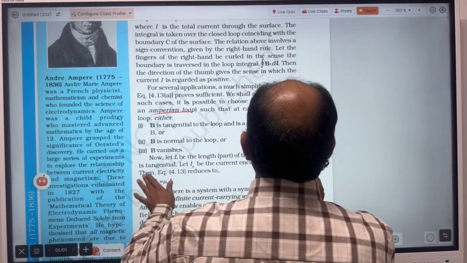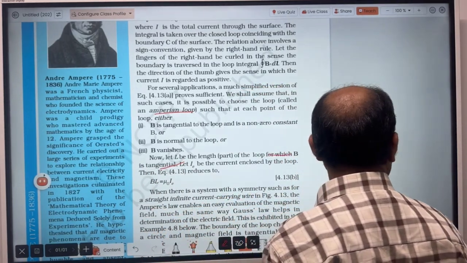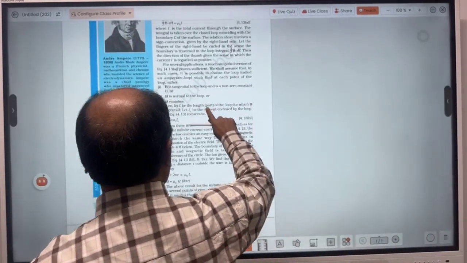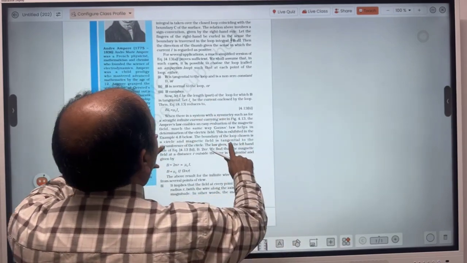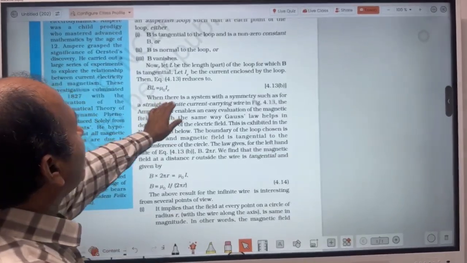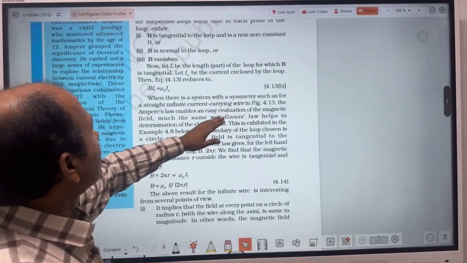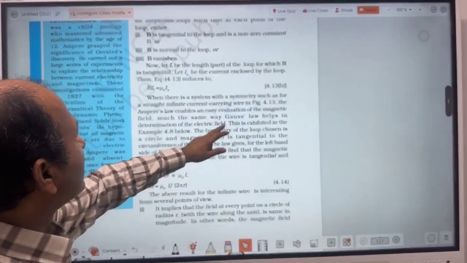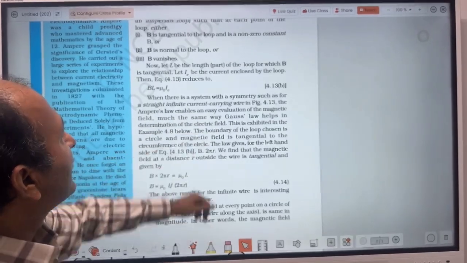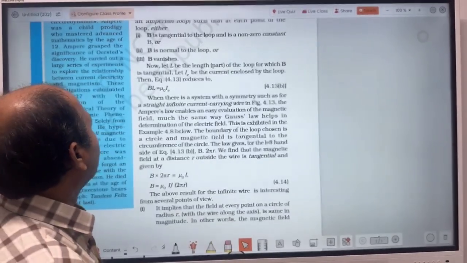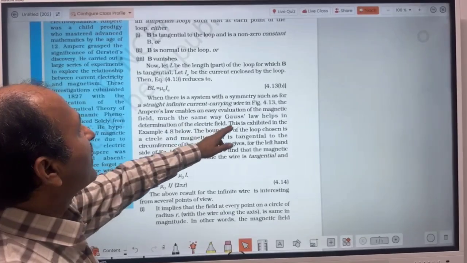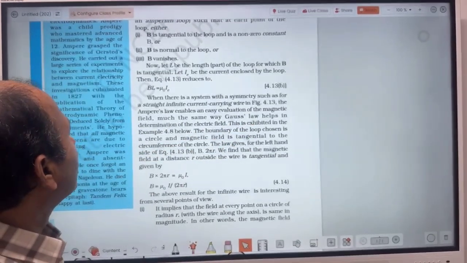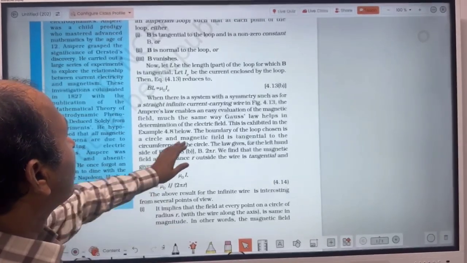Now here, when there is a system with a symmetry such as for a straight infinite current carrying wire, we will see in another case, the Ampere's law enables an easy evaluation of the magnetic field, much the same way Gauss law helps in determination of the electric field. This is exhibited in the example 4.8 that we will see.